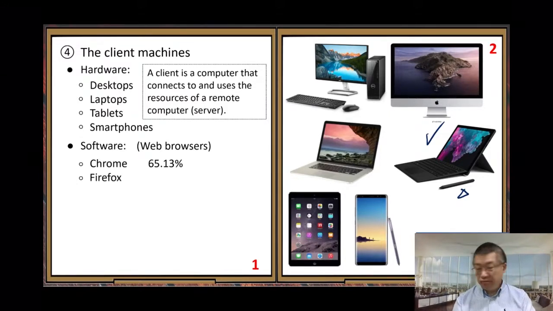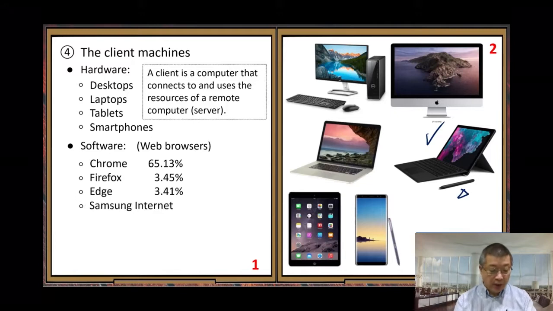Firefox is going down big time. Right now only 3 points something. Last year it was still double digit, but this year so low, 3 points something. Edge, Microsoft Edge, also 3 point something, growing a little bit, but not very fast. Very slow. So keep growing, but still very slow. Samsung Internet, pretty surprising to me. Last year, it was not a player in this list, but this year, pretty decent market share, 3 point something.